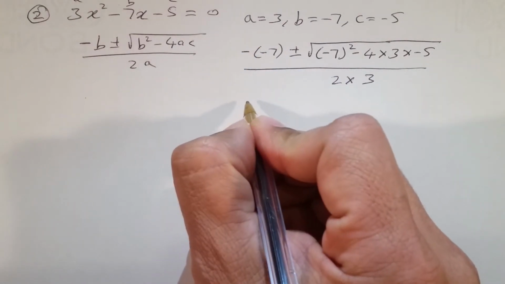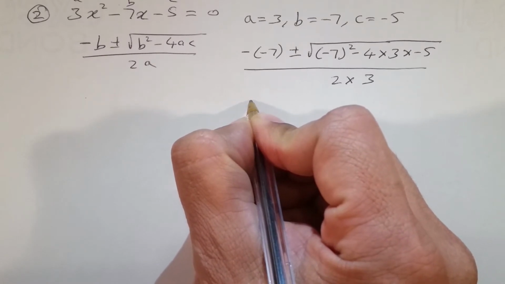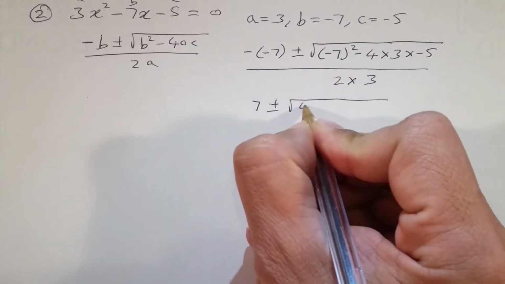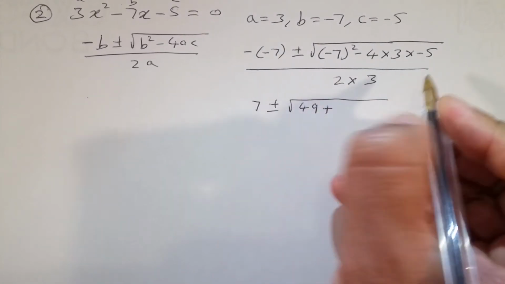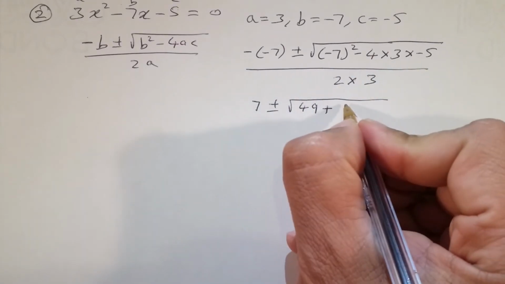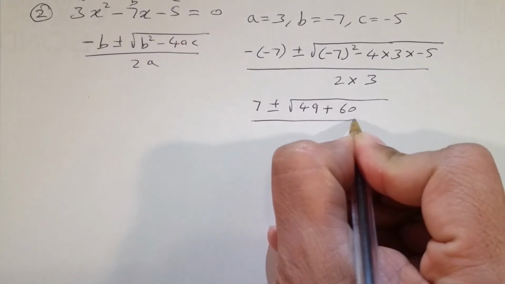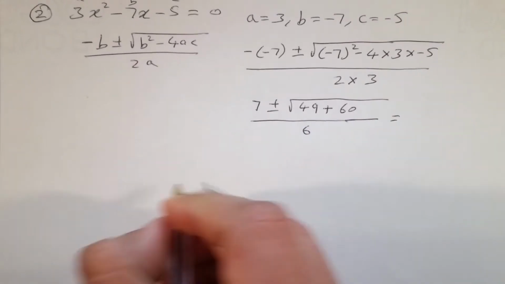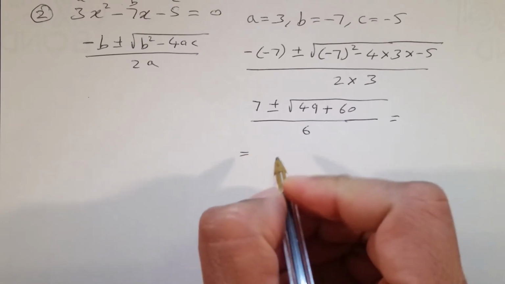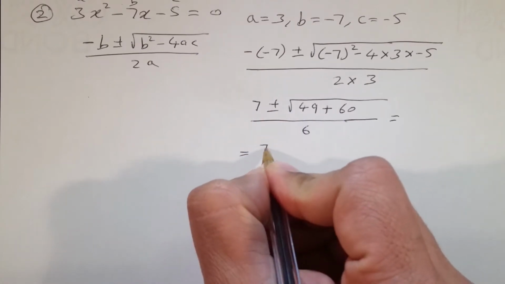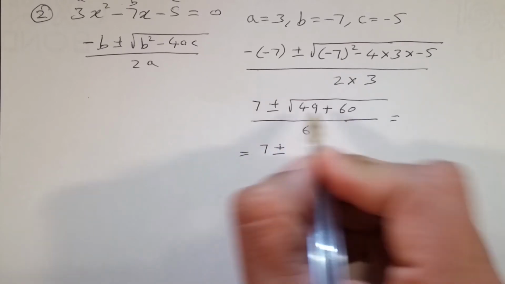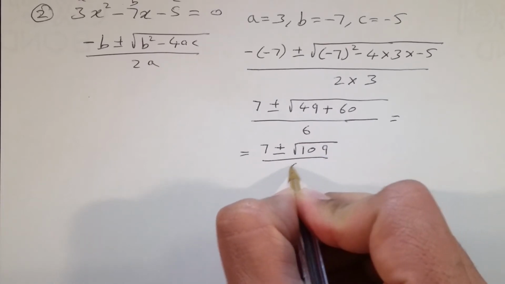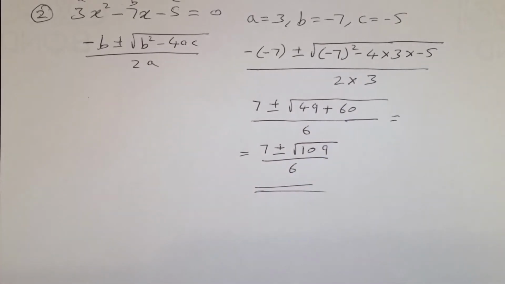Minus times minus, which is plus. Minus 7 squared is 49, plus 5 times 4 is 20, 20 times 3 is 60, over 6. And the final bit is minus 7 plus minus root 109 over 6. Done. That's it. This is your surd form.